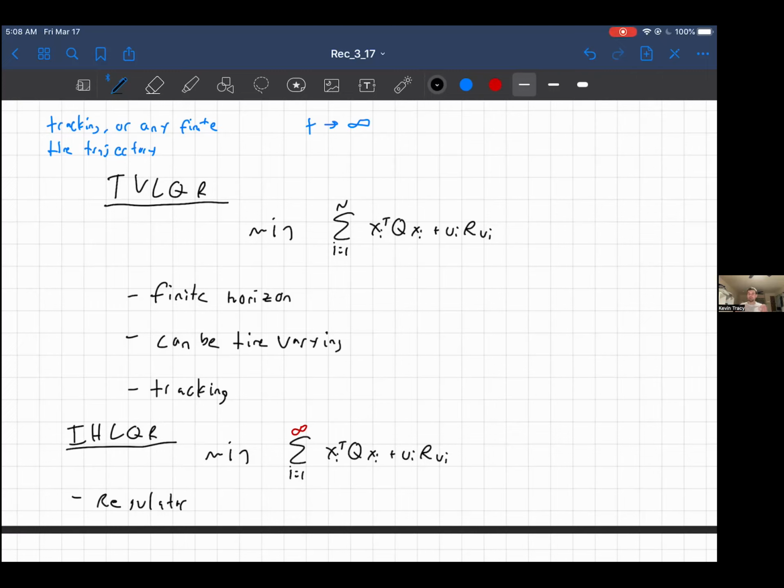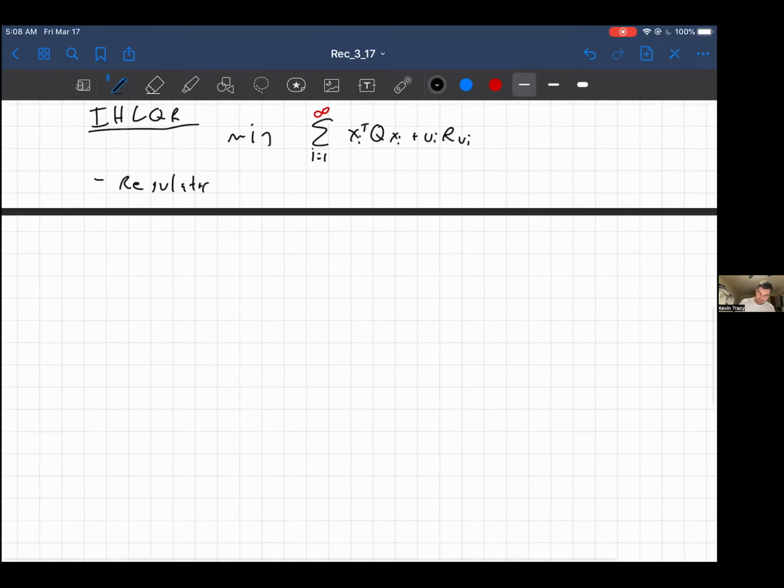So, cruise control on a car, anything that you can think of that's not trying to do any one specific maneuver, but is more just trying to regulate forever, you'd use infinite horizon LQR. And people have some questions about why the Riccati recursion that we use to solve for the finite horizon LQR converges to the infinite horizon LQR. This is a super good question, and it basically comes down to the following.